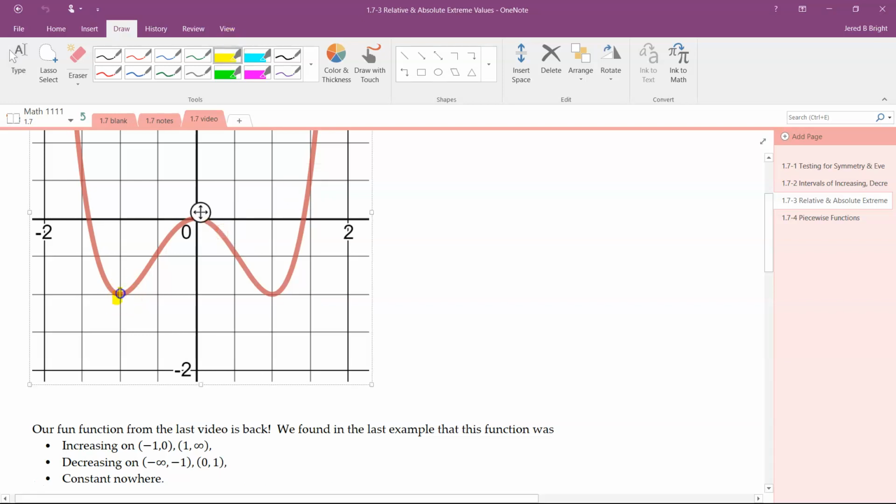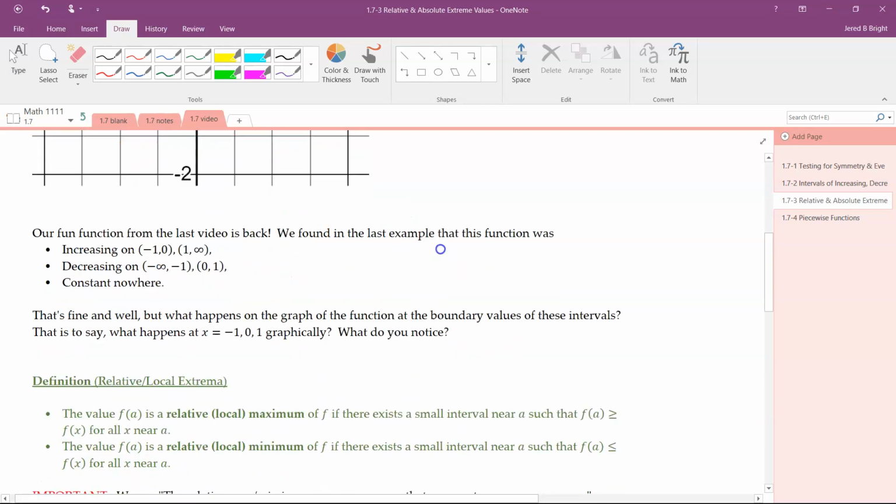Oops, let's get a highlighter going. So right there, and right there. Is there anything interesting that we can say about the function at that point? And maybe another way of asking that same question is, what do you notice at those values? What features does the graph have at those values? And so that's what we're going to talk about today.